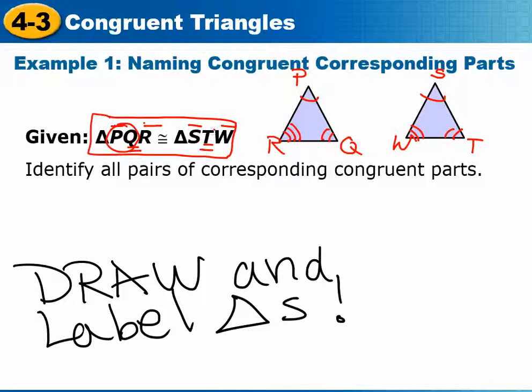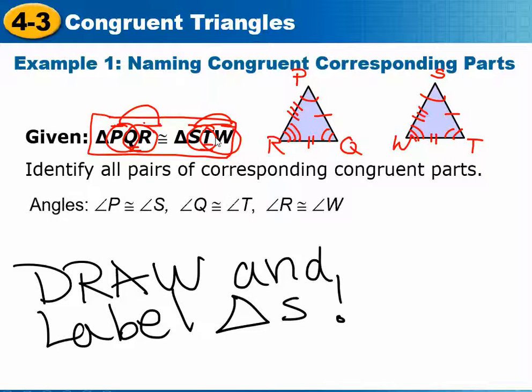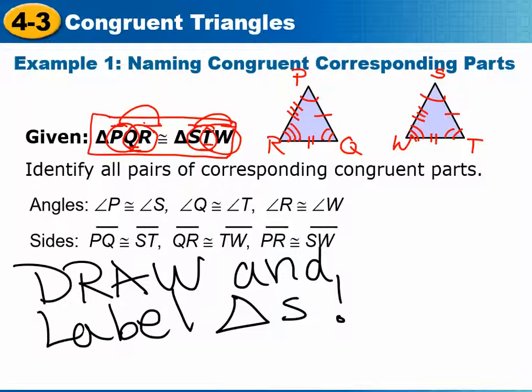PQ would correspond to ST. Mark those both with 1 segment mark. Then we would go QR and TW. QR will get 2 marks, and TW will get 2 marks. And then finally, PR gets 3, and SW gets 3. And there we've got everything. Now the last part to do then is to write down which angles are congruent to each other, which now you can clearly tell from your picture, and which segments are congruent to each other.